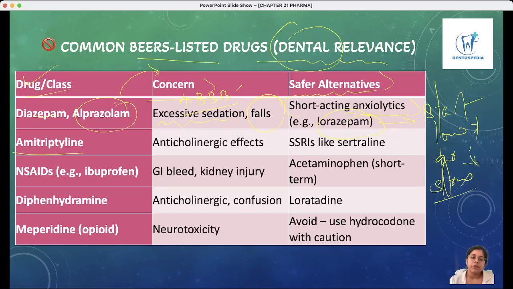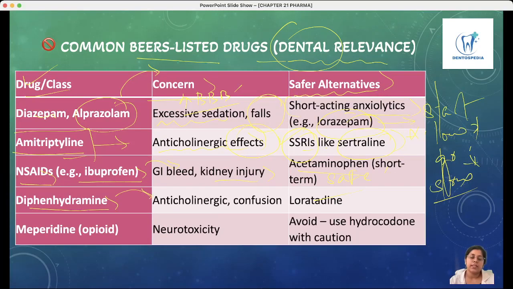Next, amitriptyline, an anticholinergic drug. Cholinergic drugs are responsible for the parasympathetic nervous system, so anticholinergics will block the parasympathetic nervous system. Safer alternatives are SSRIs, the selective serotonin reuptake inhibitors, like sertraline, which is one of the newer drugs and can also be used. NSAIDs, for example ibuprofen: GI bleed and kidney injury can occur, very potent in the elderly. So you can give acetaminophen short-term, which is the safest of all.